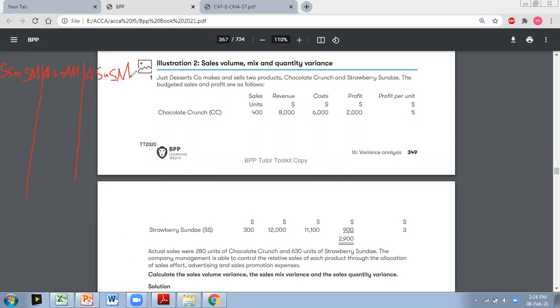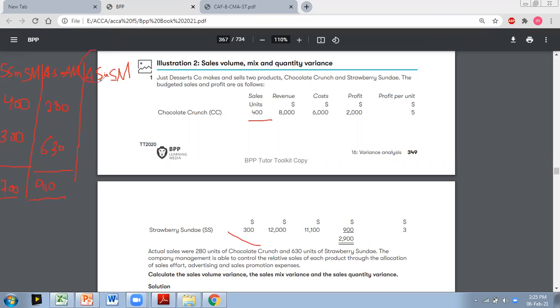What was the standard mix? It was 400 units and 300 units, right? Chocolate crunch 400 units and strawberry sundaes 300 units. So in total it was 700 units, right? Actual sales in actual mix was 280 units and 630 units, right? Now you have to add 280 plus 630 and it is 910.